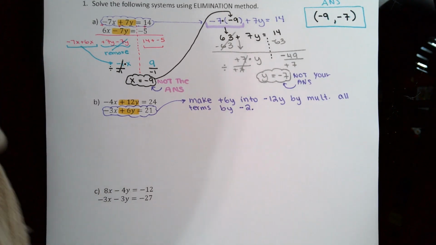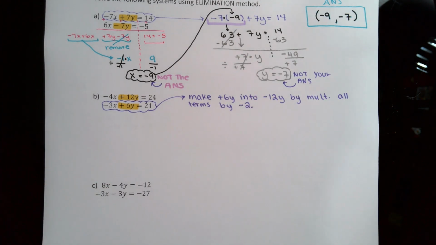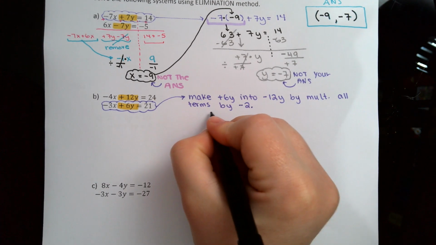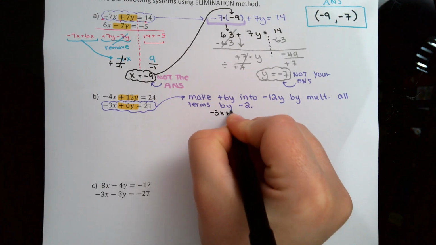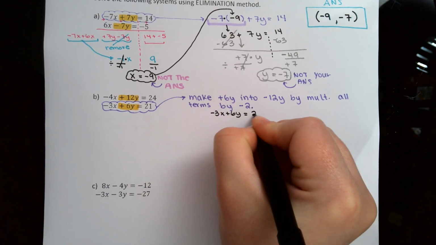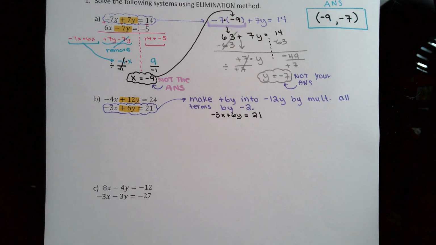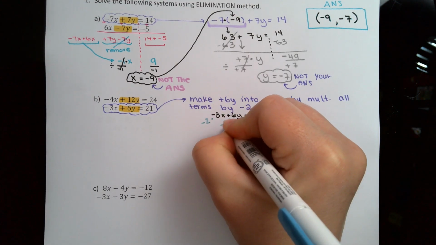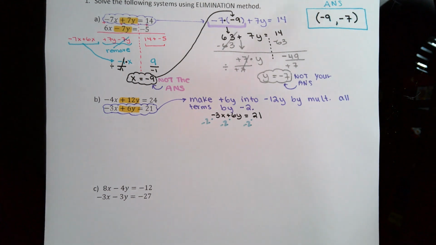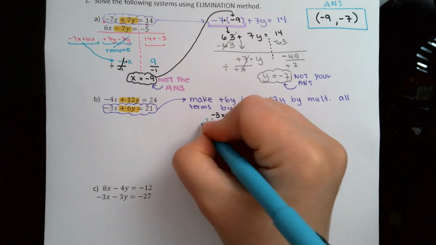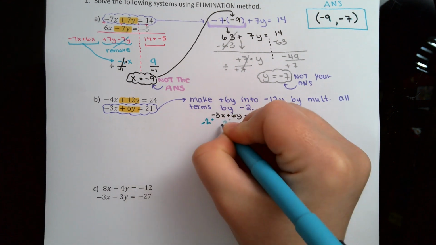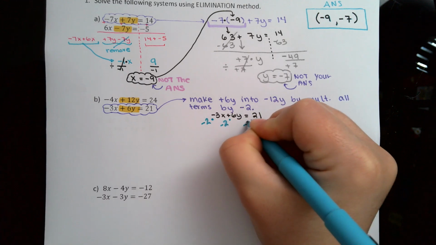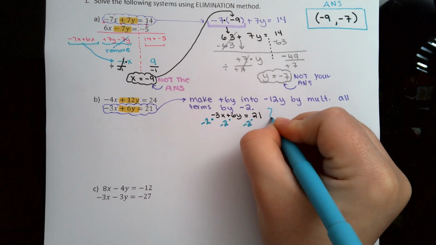Okay, so what does that look like? That looks like if I pick up my negative 3x plus 6y is equal to 21, and I'm going to times everything by a negative 2. See if I can make this a little bit darker so you can see. What does that end up?